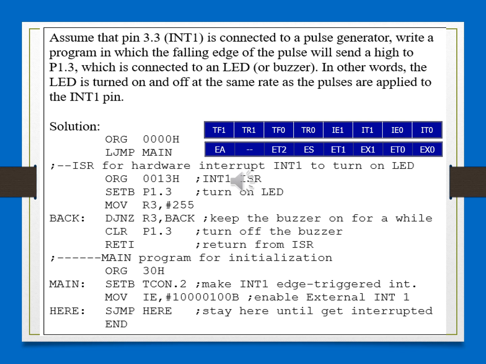Because in the next pulse, at the next high to low transition of the pulse, again the ISR will be executed, which will be like turning the LED on and off. I hope you are getting it. So for every high to low transition of the pulse that is generated and is coming at this external interrupt 1 pin, you are turning on the LED. By the end of the execution of the ISR, it is turned off. So the LED is turned on and off at the same rate. I hope you are understanding that.